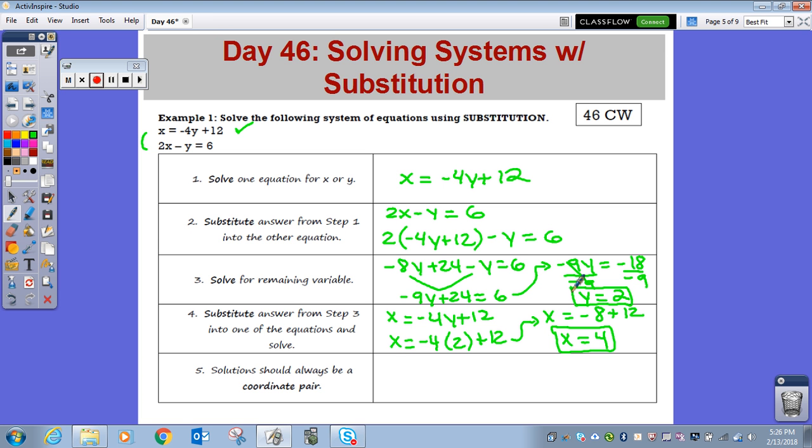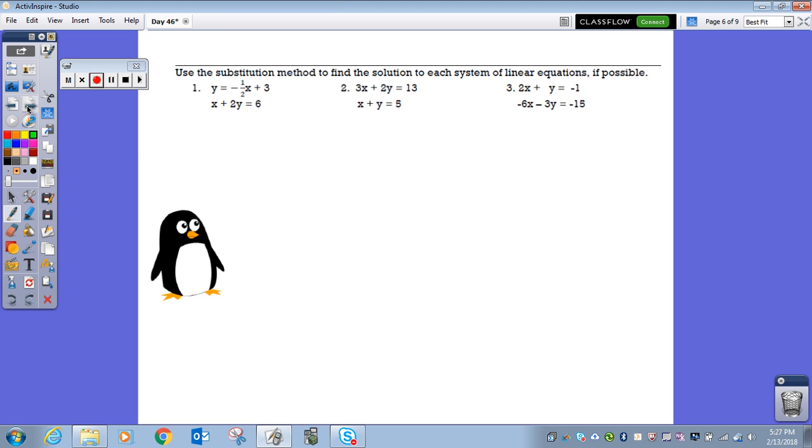Step number 5 says the solution should always be a coordinate pair. We talked about this: when we graphed two lines, our answer was that intersection point. So we still have to write it as a point. I have my point x, y, which is 4, 2, and that's my answer. So that's what substitution is. We're going to do a few more examples just to get the ball rolling a little bit.